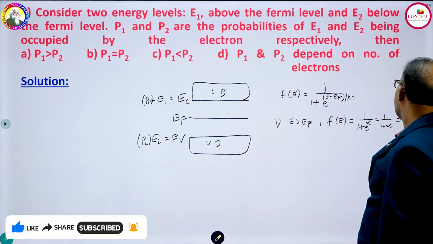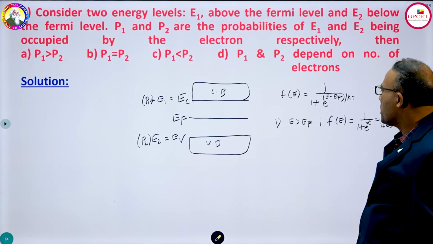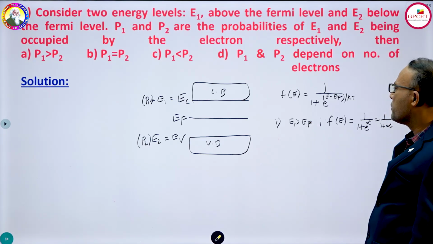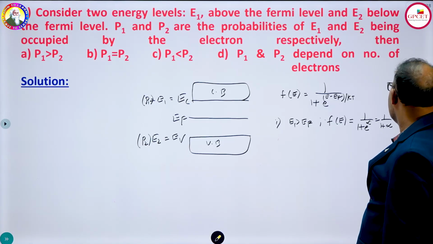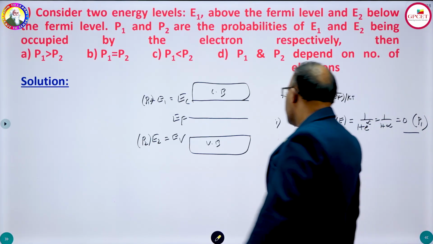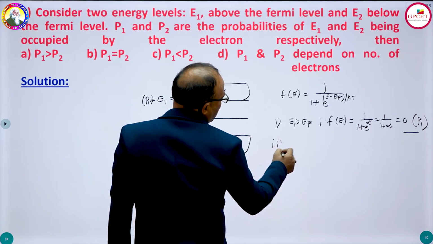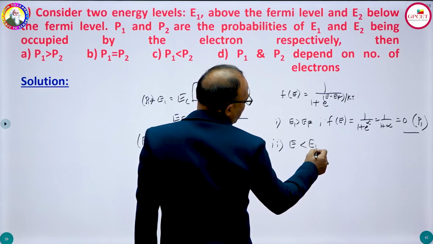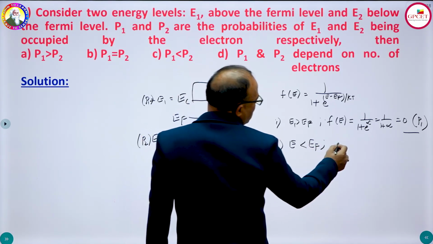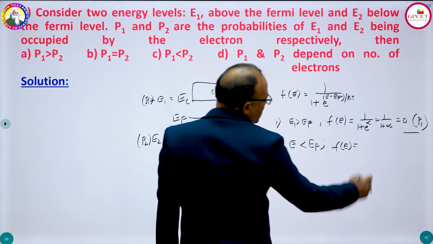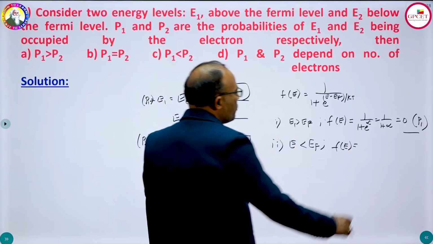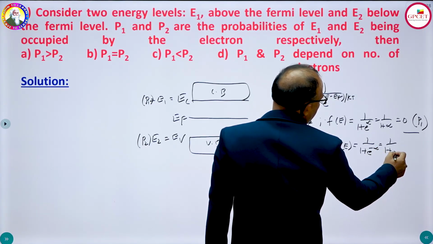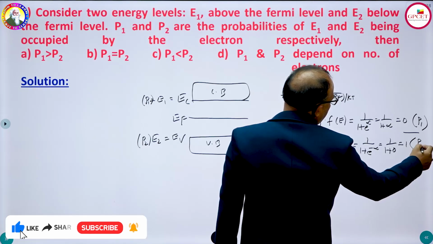That means this is the probability of occupying P1 if E1 is greater than EF. If E1 is greater than EF, then you get 0 as the probability, right? In the second case, the energy level is less than EF. That means the probability density function f of E is equal to 1 by 1 plus e power minus infinity, which is 1 by 1 plus 0, that is equal to 1, which is nothing but probability P2.